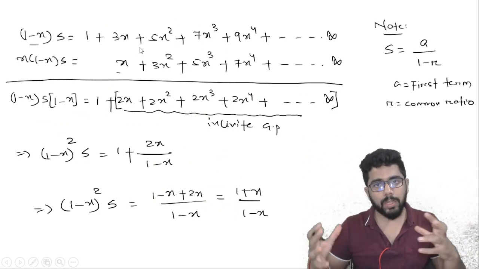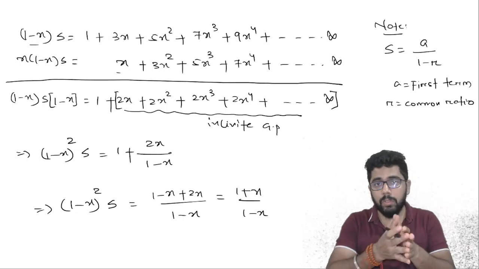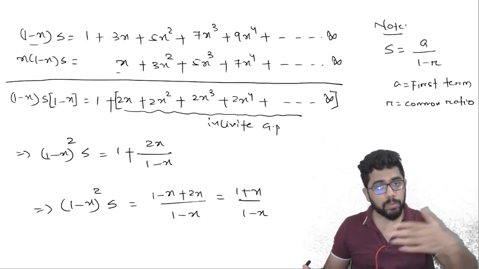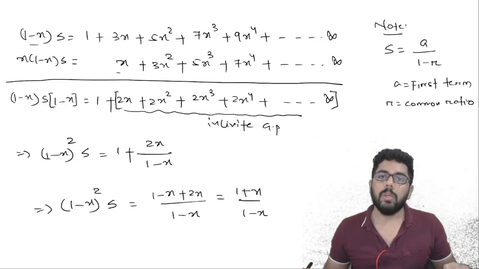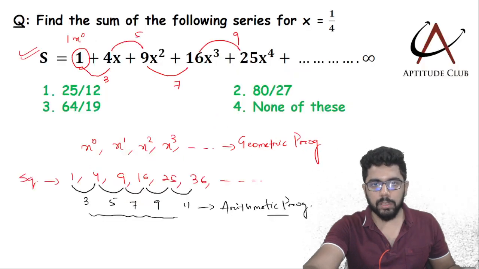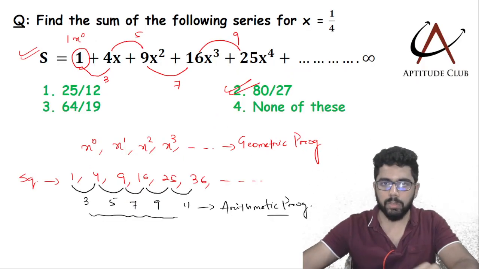Why did I do it two times? Because the second difference was constant. So until I do it two times, I will not get the coefficients as constant. So the objective is always to remove the arithmetic part, bring it to the geometric progression only, and then apply the formula and then solve. So the answer to this is 80 by 27. Hope all of you got an idea how to solve this.